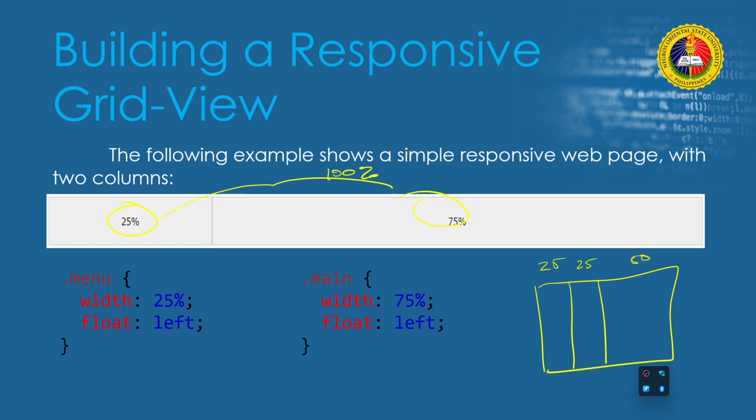Now, to have more control over the web page, we will use a responsive grid view with 12 columns. Actually, you can add more. We can always add more, but most of the time, it's going to be 12 columns.